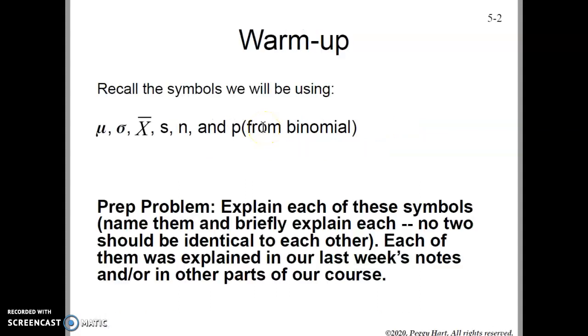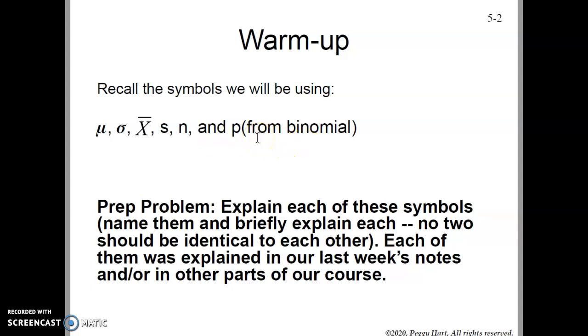We're going to kick this off with just a little warm-up, like a prep problem, because this section is really symbol heavy. Actually, everything we do from now on will have lots of symbols, and you'll see mu, sigma, x bar, s, n, and p. And n and p are from the binomial.